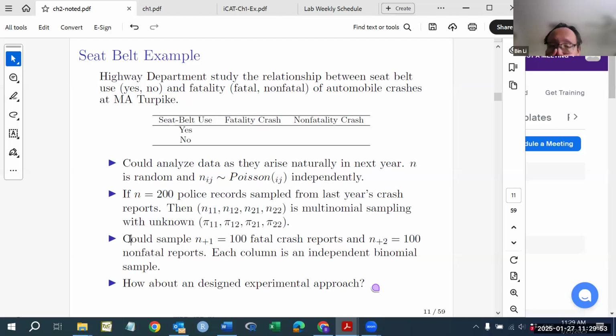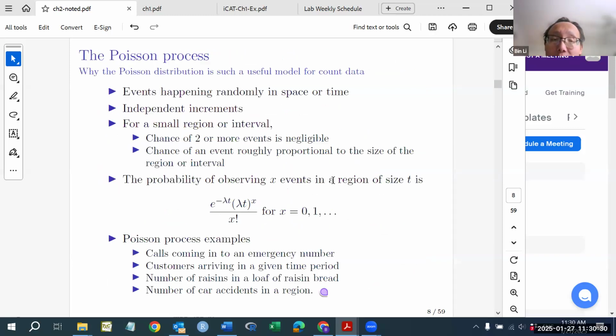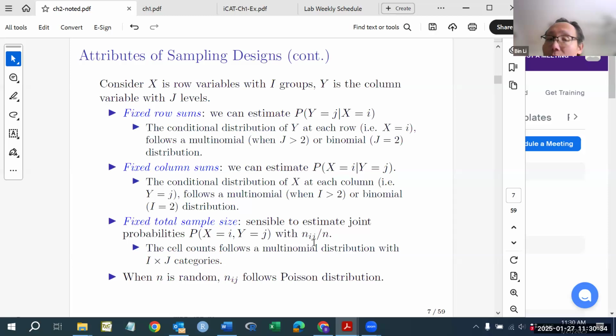Okay, now this one, we can also still sample from 2024. We have all the data. But instead of just choosing 200 randomly, this time I choose 100 fatal crashes and 100 non-fatal crashes. Then for these 100 fatal crashes and 100 non-fatal crashes, we check whether the driver used the seat belt or not. So in that case, which one should we go to? Check the table, then go to this. It's the fixed column sum.